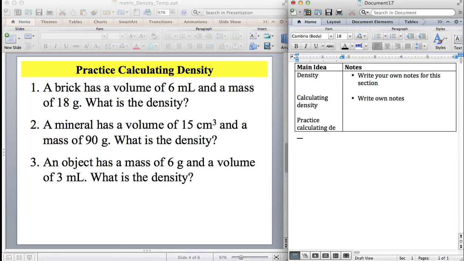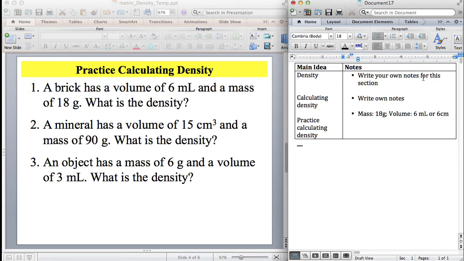Calculating density. Alright, so some examples. We should try and get these examples in our notes. A brick has a volume of 6 milliliters and a mass of 18 grams. What is the density? The mass is 18 grams. Volume is 6 milliliters, or I can write that as 6 cubic centimeters.